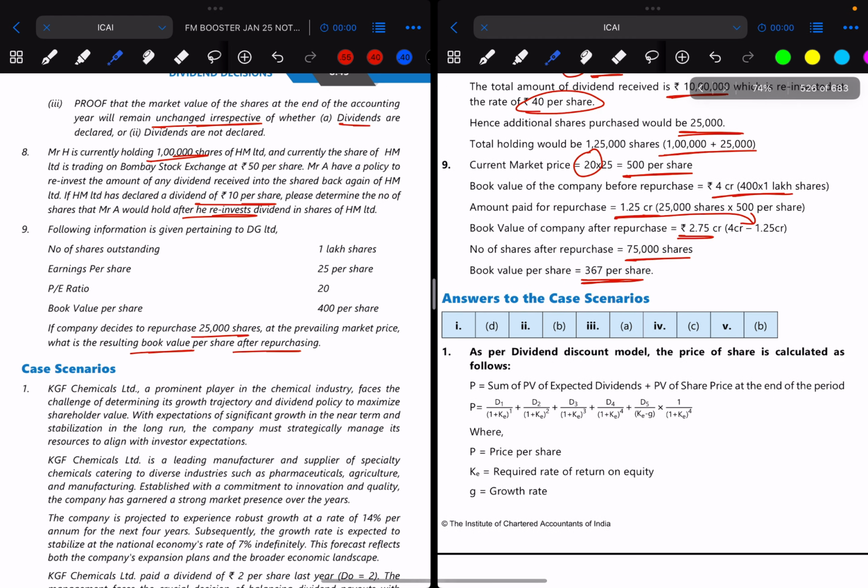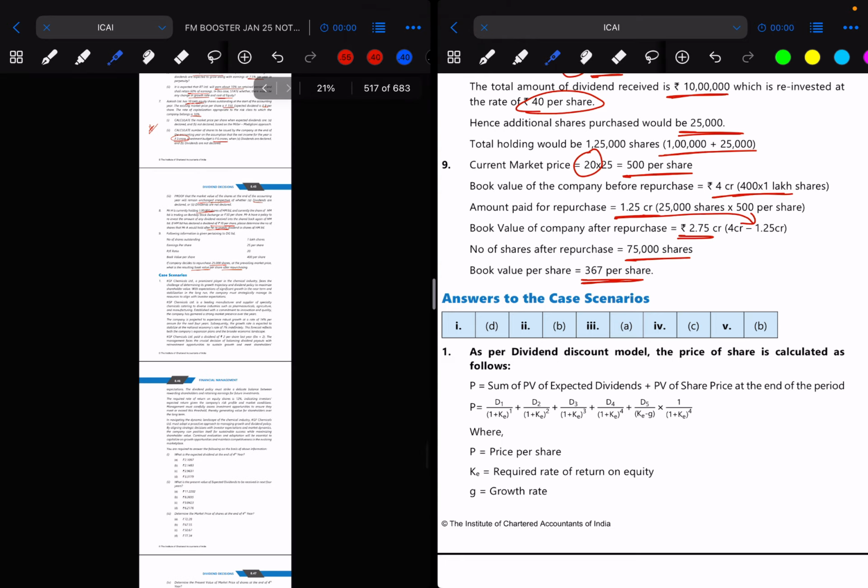365. How did you get 365? Simple thing, bro. 2.75 crore minus 75k. Kerala, bro. Kerala 100% literacy. Okay, done.